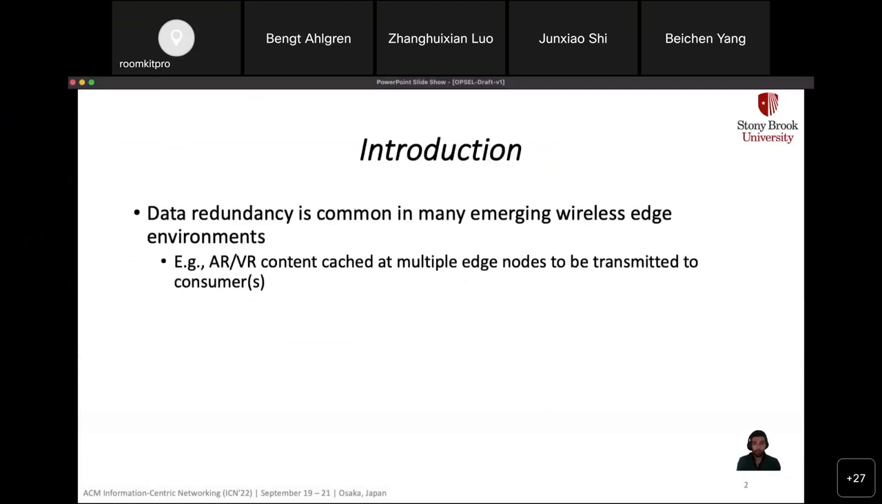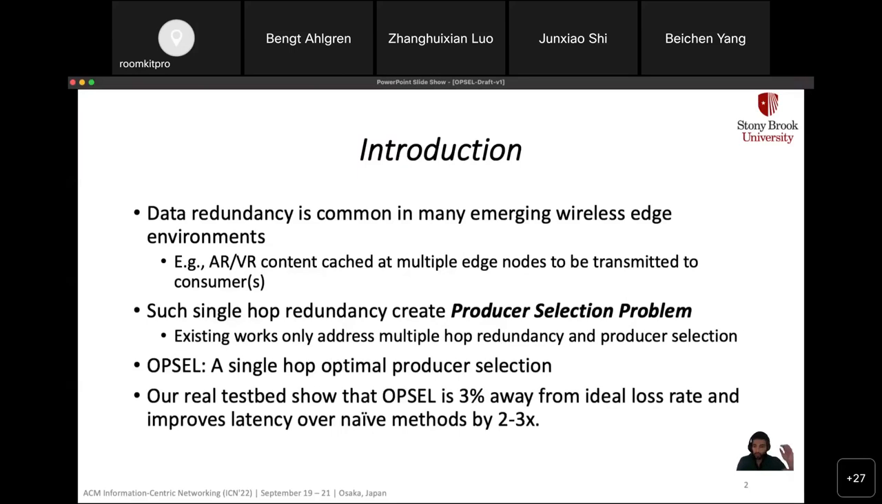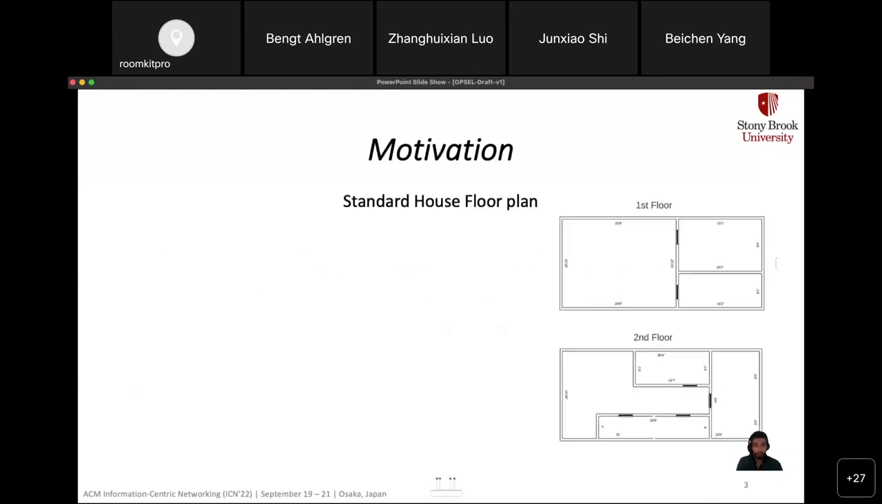The introduction to this work is based on the assumption that data redundancy is common in many emerging wireless edge environments. For example, augmented reality or virtual reality content cached at multiple edge nodes needs to be transmitted to multiple consumers concurrently. These are usually, or can be, distributed single hop, and that creates a redundancy problem, which is a producer selection problem. Existing work only addresses multiple hop redundancy and producer selection. So we introduce OPSEL, single hop optimal producer selection, and our real testbed showed that OPSEL is 3% away from the ideal loss rate and improves latency over naive methods by 2 to 3 times.